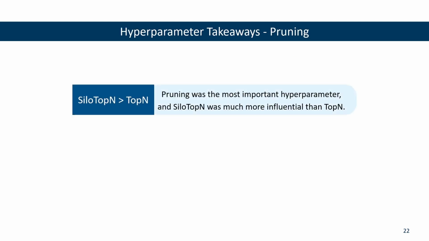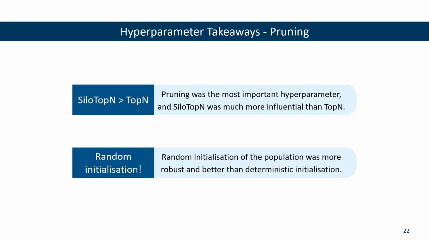Finally, we looked at the hyperparameters. We found that the pruning strategy was the most important hyperparameter, and SiloTopN was always more influential than TopN. Moreover, we found that random initialization was more robust and regularly better than deterministic initialization, which is quite interesting, as greedy ensemble selection by design cannot start with a random initialization.